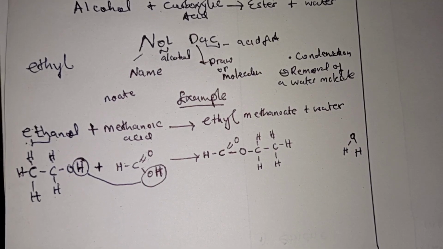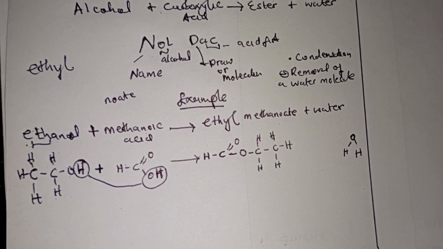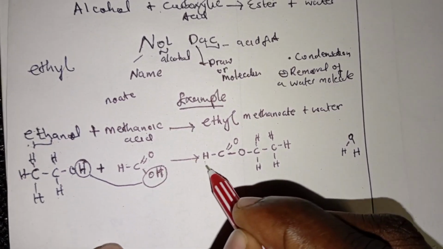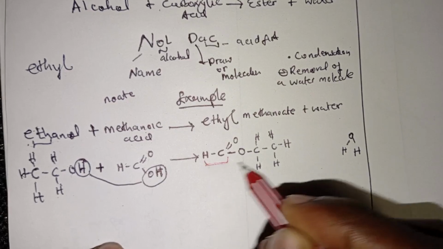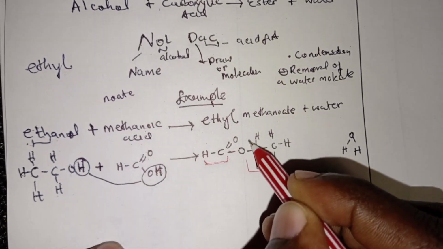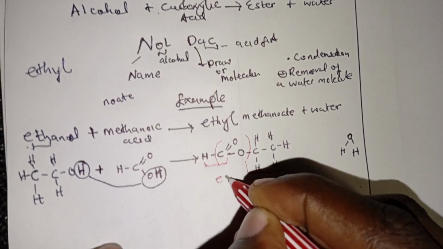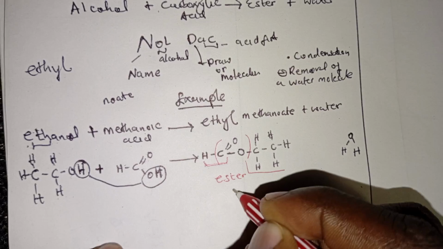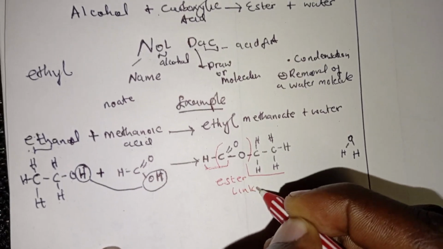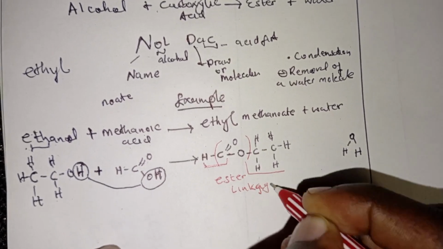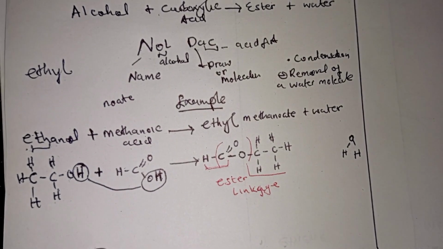So basically, this is how you work out the esters. And they have a link. So where did the link take place? Where the acid is joined to the alcohol, it's here. So we call this an ester linkage.